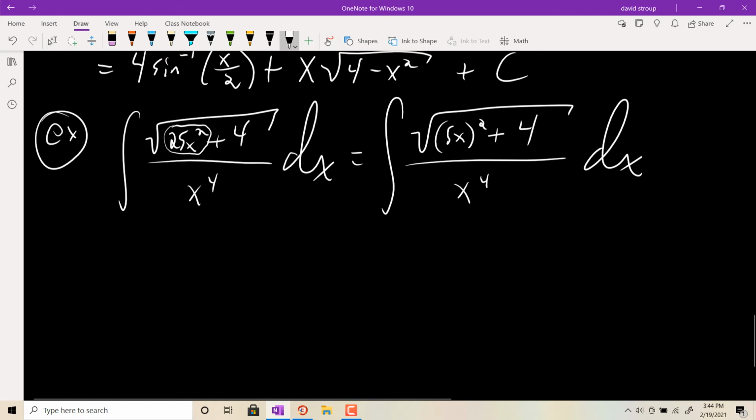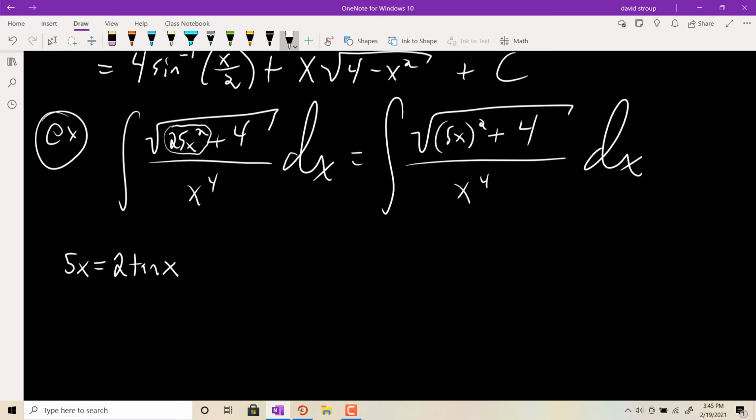So what do we want? We want our tangent to replace 5x. So we want 5x to equal, and we need it to work in tandem with the a value, right? So it's going to be a tan of x, right? And the a value is 2 because of that 4 that's sitting in there, right? So it's going to be 2 tan of x, okay?